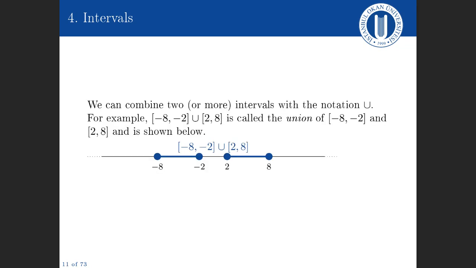Sometimes we might want to combine 2 or more intervals together, and we do that using the union notation which I introduced last week. For example, the closed interval from -8 to -2, union the closed interval from 2 to 8 is shown here. This is not an interval because it has a hole in the middle. For example, 0 is in between -8 and 8, but 0 is not in this set.